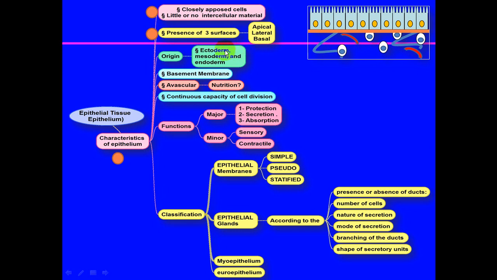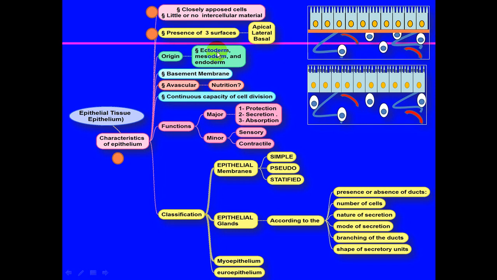The epithelium is characterized by the presence of three surfaces: apical, lateral, and basal surface. These represent the apical surface. And these represent the lateral surface. While these ones are the basal surfaces of many cells.